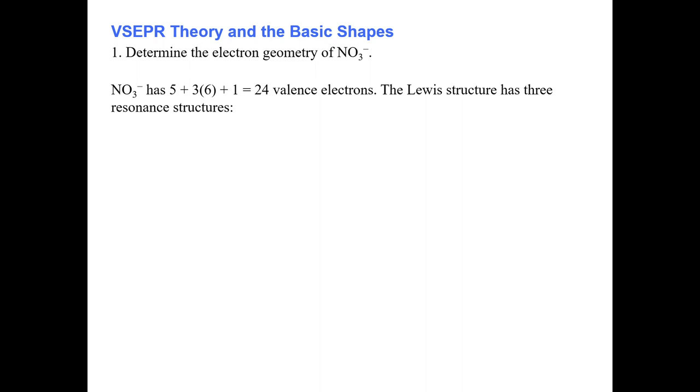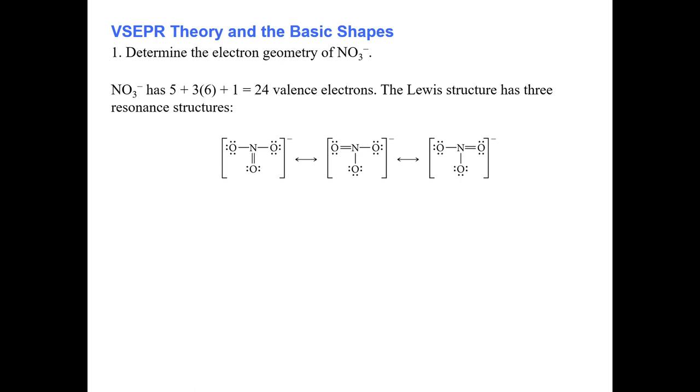Okay, so don't forget about the first step. You have to count how many valence electrons there are. So we're working with 24 here. And again, you can draw one of these resonance structures to figure out the electron geometry. You'll see that all 24 electrons have been used in all 3 structures. And we have complete octets for the nitrogens and all the oxygens.